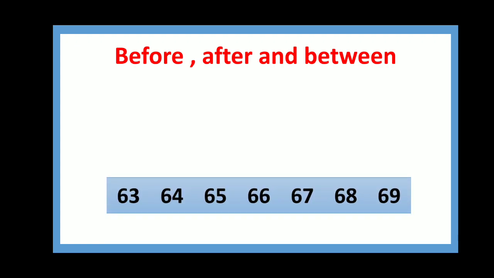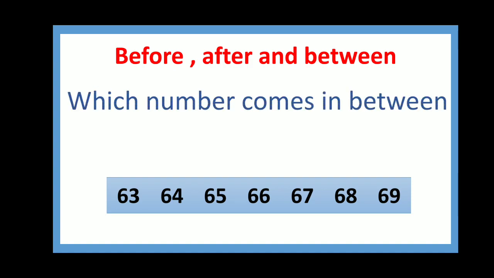Before, after, between. Hope you remember the concept of before, after, between, as we already covered this topic. For practice, you must go through the previous lesson. Here is one example. What number comes between 64 and 66? With the help of the given numbers, you can fill in and find out, it would be 65.